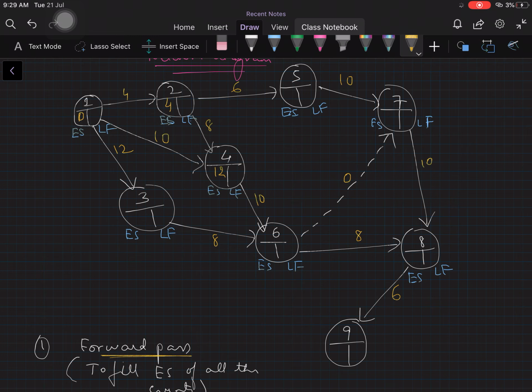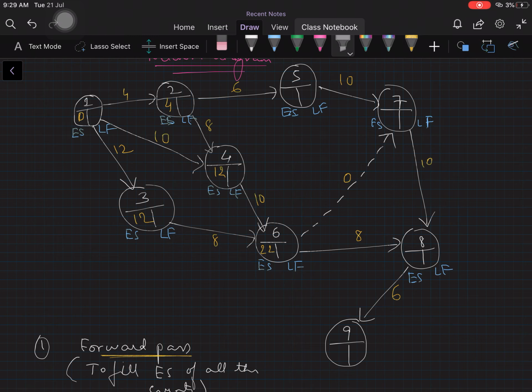Now let's start filling this. 0 plus 12 gives us 12, and then 12 plus 8 gives us 20. Now this arrow gives us 20, and this arrow gives us 22. Which value are we supposed to pick? This path gives us 20 because 12 plus 8 is 20, and 12 plus 10 gives us 22. We are supposed to pick the highest value, right? So we will be writing 22, the highest value at the merge event, because 6 is a merge event.